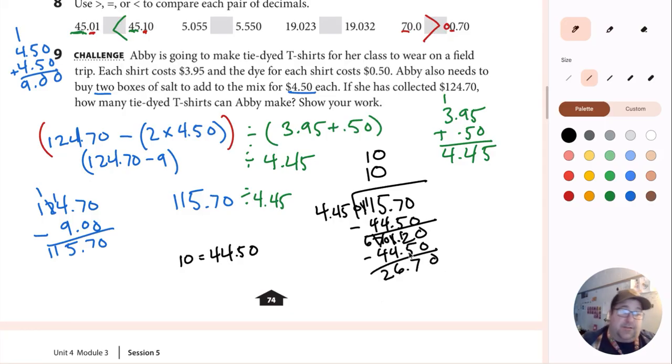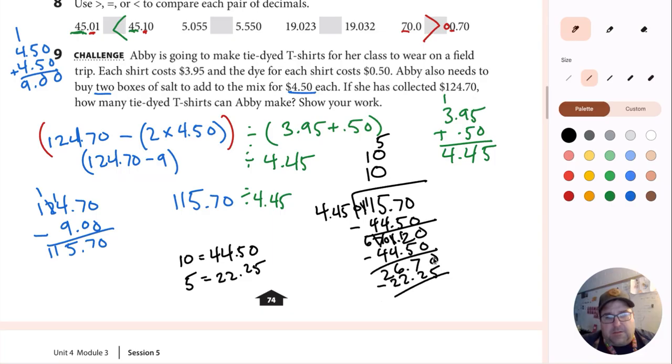Okay, well, we can't do another group of 10, can we? But what about this $44.50? What's half of that? Can we take 5 shirts? Half of 44 is 22, and half of 50 cents is 25 cents. Again, all we did is we knew 10 shirts were $44.50, so 5 is going to be half of that. Cool. So we can do 5 shirts. That's going to be $22.25.